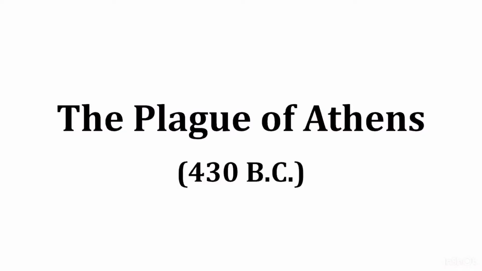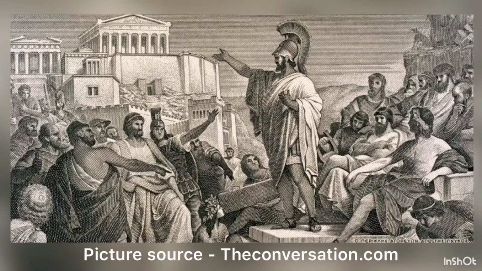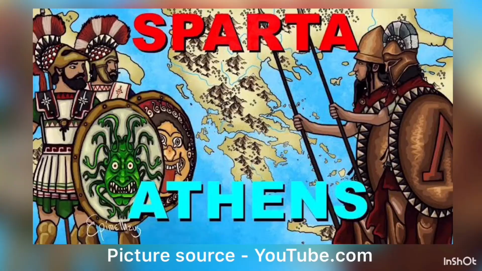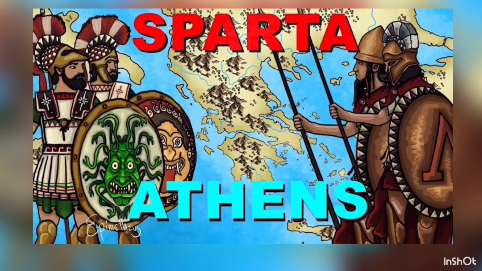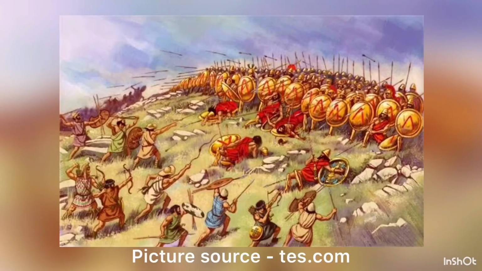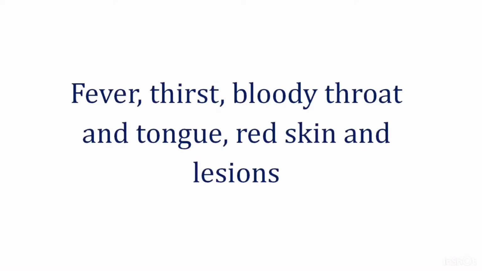And the first one is the Plague of Athens. So let's talk about this one. It is the earliest recorded pandemic, which happened during the Peloponnesian War between Athens and Sparta. This plague killed as much as two-thirds of the population, an estimated 75,000 to 1 lakh people. The symptoms include fever, thirst, bloody throat, red skin and lesions.